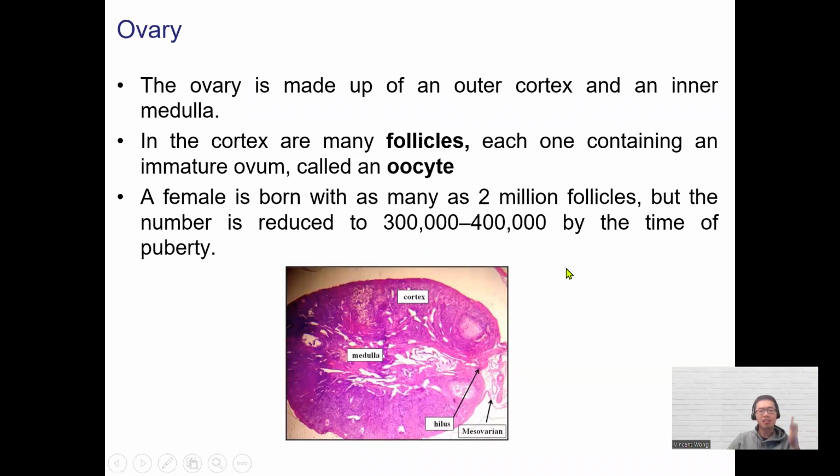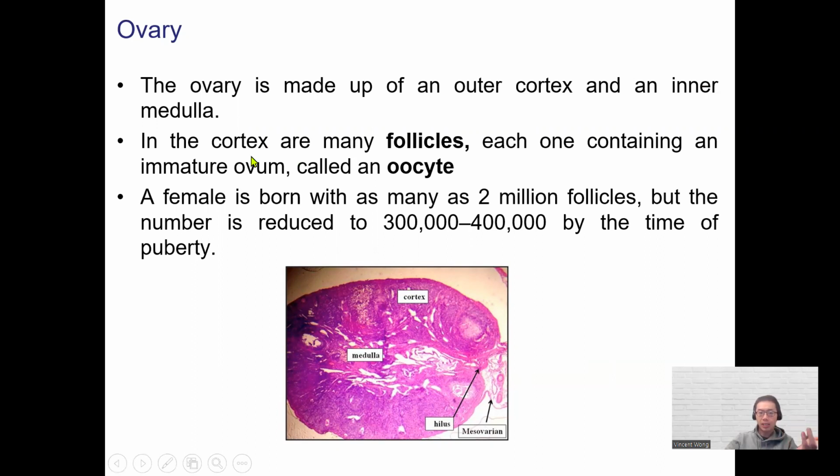Okay, so let's take a look at this ovary. Like many other organs that we learned about, there is often an exterior portion and an inner portion. Like the kidney has the renal cortex and the medulla, right? The adrenal gland has the cortex and the medulla. Same thing for the ovary. There is the cortex on the outside, and there is the medulla.